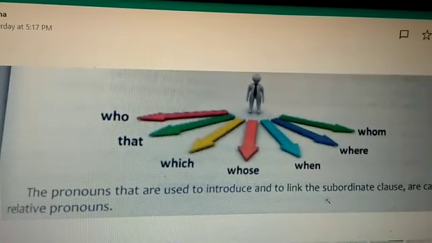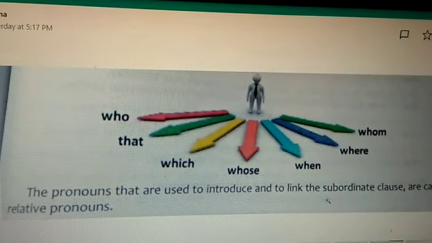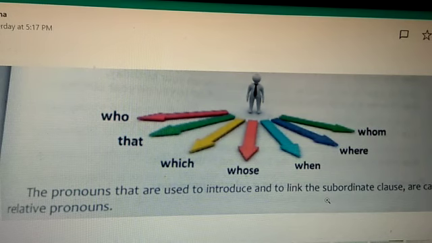In other words, we can say a relative pronoun is a pronoun that is used to refer to nouns, modify them, or say something more about them. So we see here the pronouns that are used to introduce and to link the subordinate clause are called relative pronouns. The words are who, that, which, whose, when, where, whom.